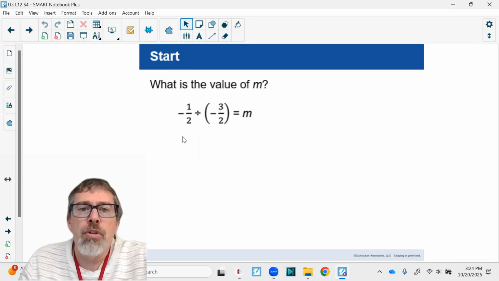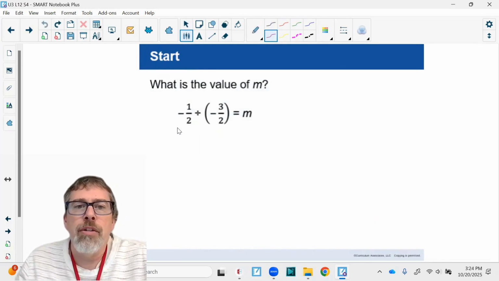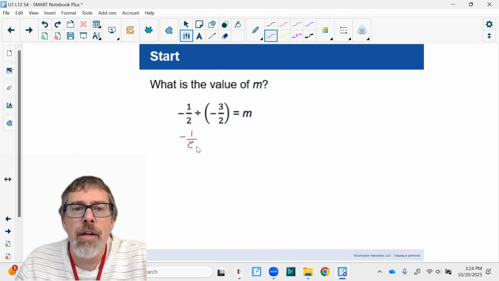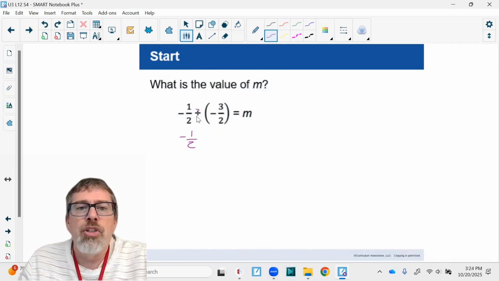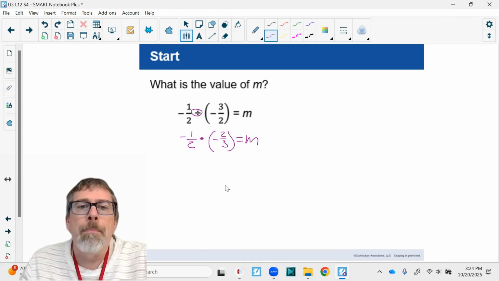So we're dividing. So what am I going to do? I'm going to pick my pen first. Okay, so I'm going to leave the first as a negative 1/2. I'm going to change this division symbol to multiplication, and I'm going to multiply by the reciprocal of negative 3/2, which is negative 2/3, and that's going to equal m. A negative times a negative is positive.